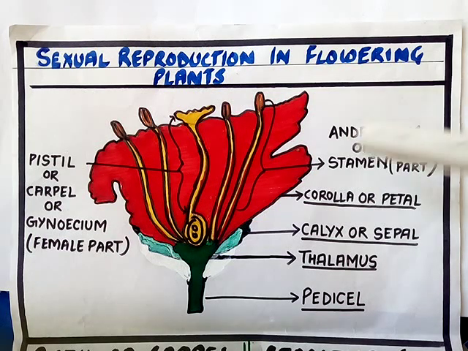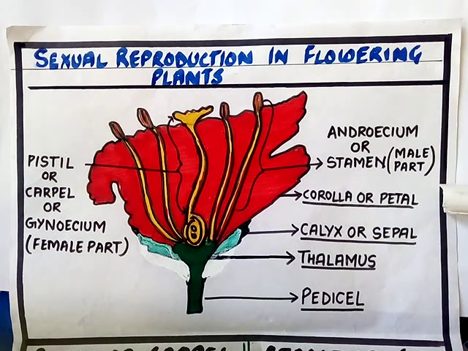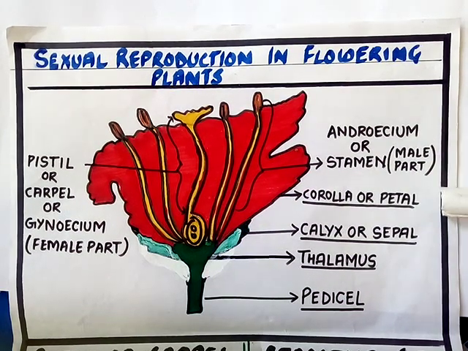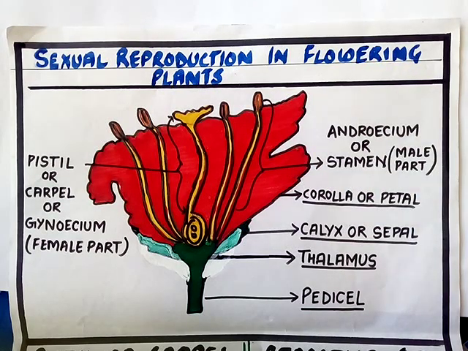The second whorl of the flower is known as the corolla or petals. Petals are generally bright in color. Its individual segment is known as a petal. These are brightly colored with a sweet smell and nectar, which attract insects.